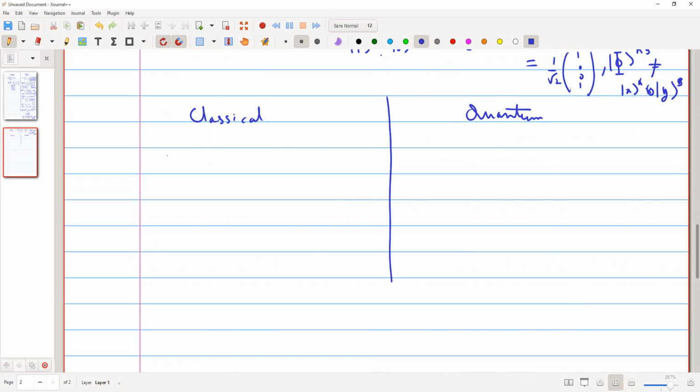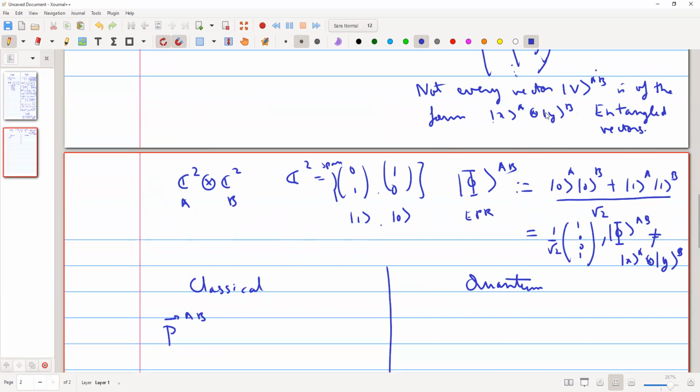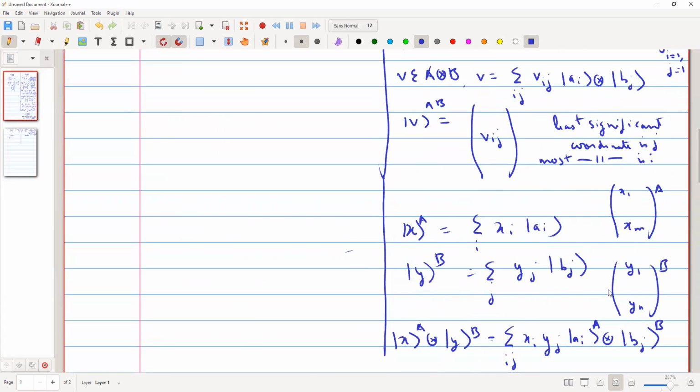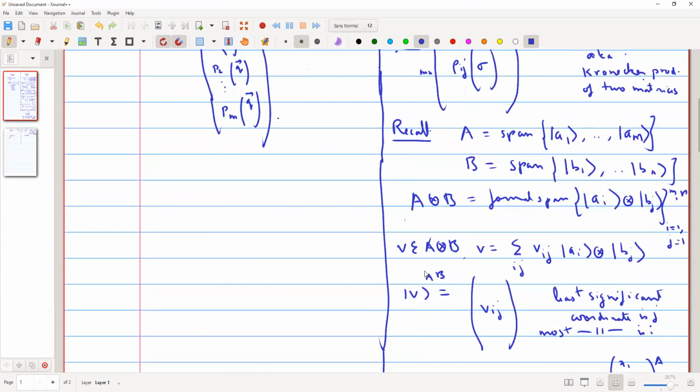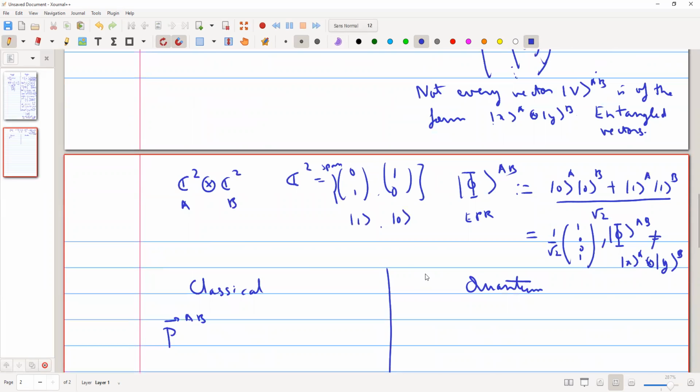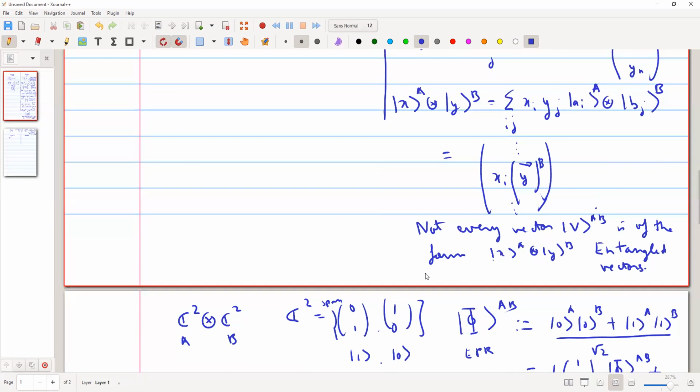So let us say I have P is a probability distribution on AB. And again, as you know, not every probability distribution can be expressed as a product of two probability distributions. So what I wrote here, that there are entangled vectors, should not be a surprise, because not every probability distribution on AB can be written as P_A times P_B. These are the joint distributions.